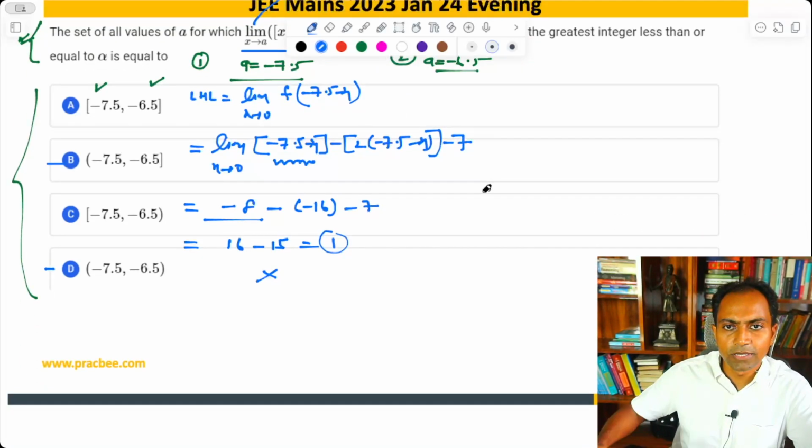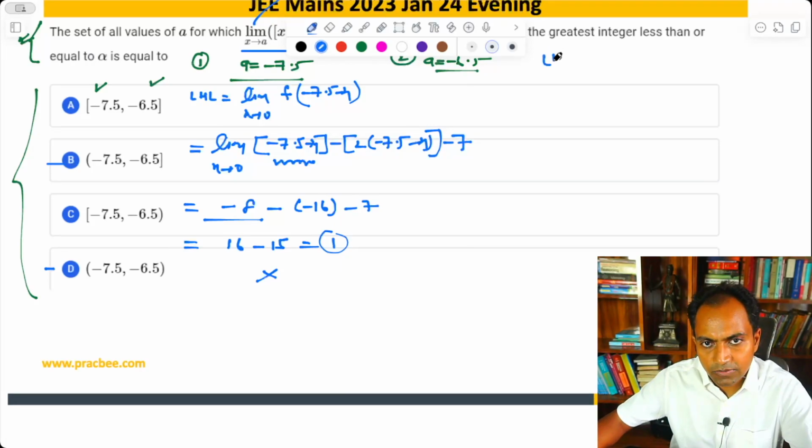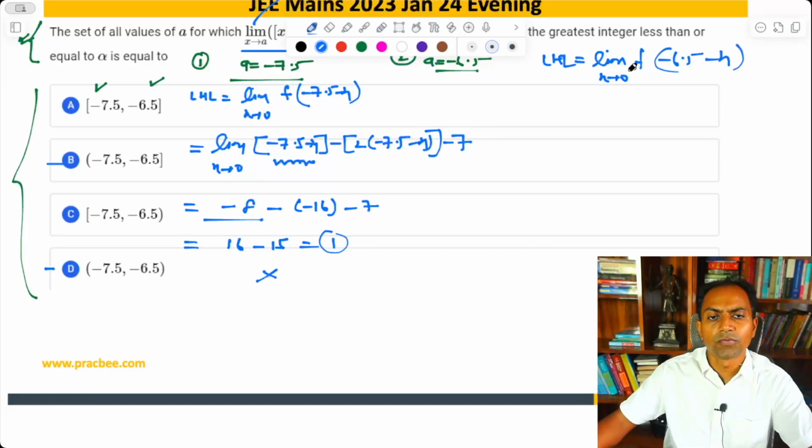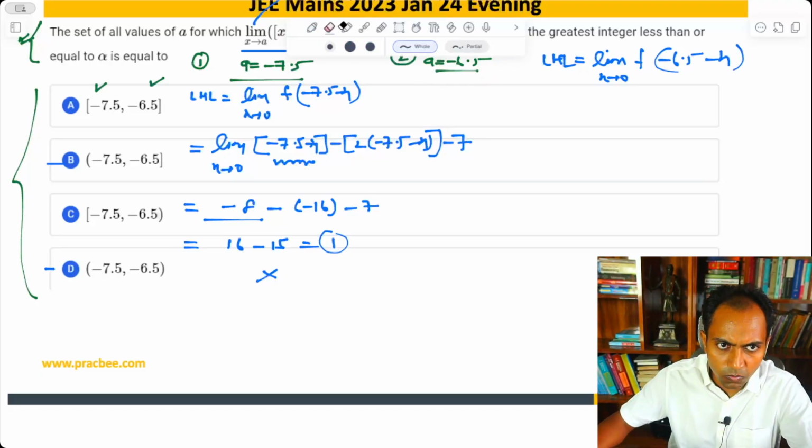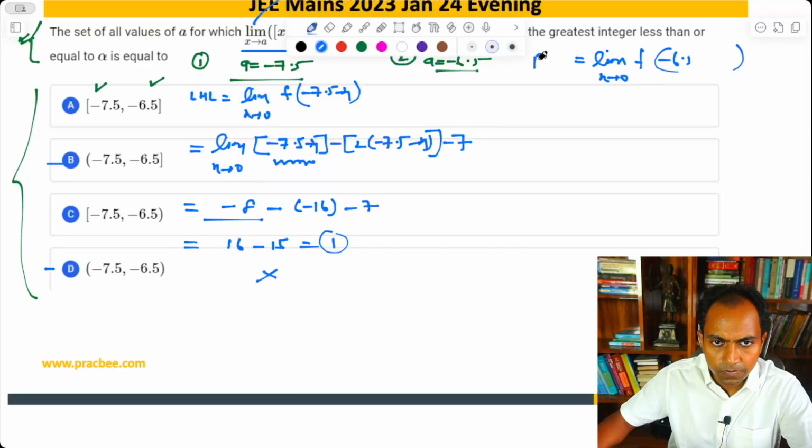Now let us do the same thing for the next part. Again, let us figure out LHL here. So it will become again limit h tends to 0, f of minus 6.5 minus h. It would be better if you figure out RHL first, because on this boundary it would be more of an RHL problem than an LHL problem. But even if you figure out this, it won't go wrong. But I will do RHL because the chances of RHL going wrong are more, and it is always better to do less in such kind of questions. So I will check RHL first. If I do this, what is going to happen? This becomes limit h tends to 0.